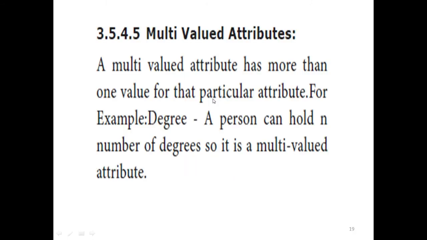And the next one, what is a multi-valued attribute? It's a 3-mark question. A multi-valued attribute has more than one value for that particular attribute. For example, degree. A person can hold n number of degrees, so it is a multi-valued attribute. For example, now you are studying in plus 2; after plus 2 you complete a first degree such as BCom or BBA, and a second degree such as MBA or MCom. So it is multiple degrees, more than one. So we simply call it a multi-valued attribute.